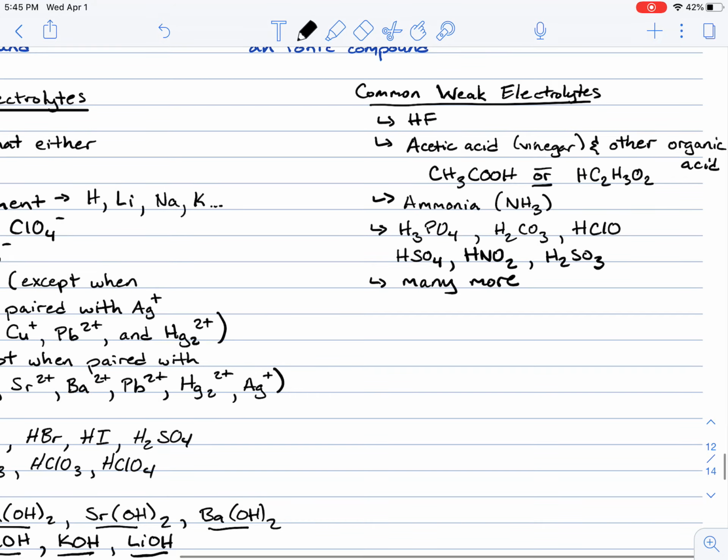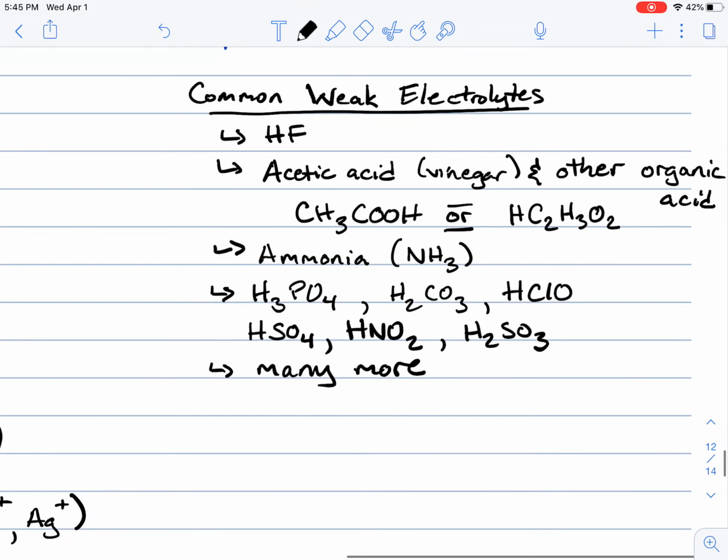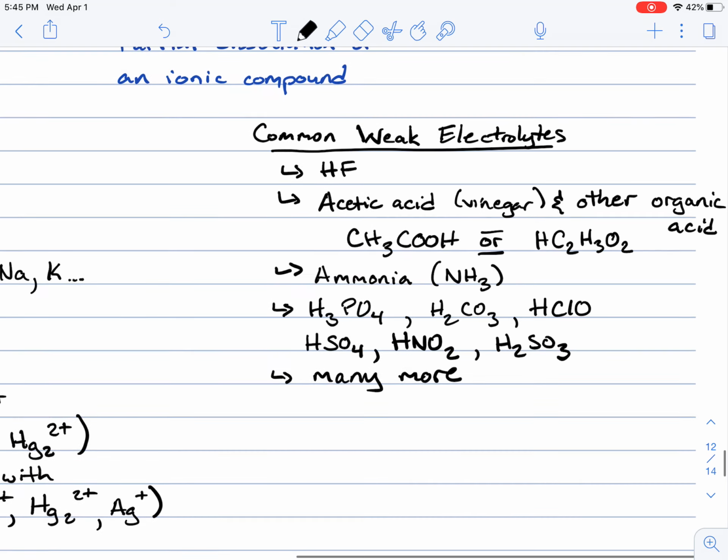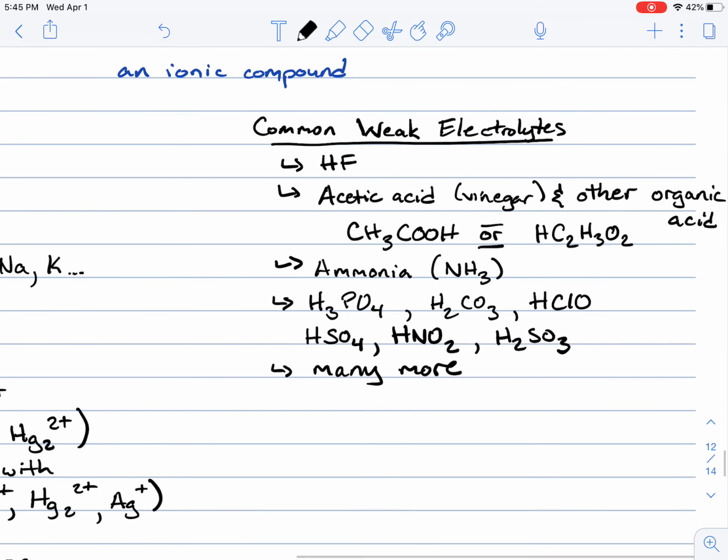And so for common weak electrolytes, once again, this is just a super short list. HF, hydrofluoric acid, is a common weak electrolyte. Acetic acid or vinegar is also a common weak electrolyte. And so recall that acetic acid can be written in two ways. So both of the items I've highlighted do represent acetic acid.